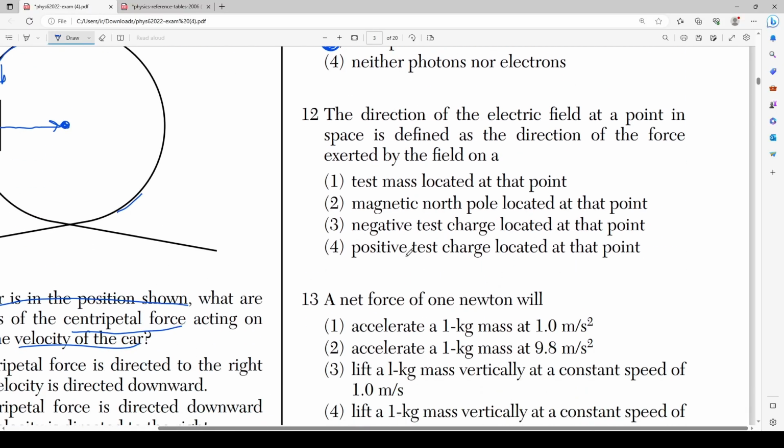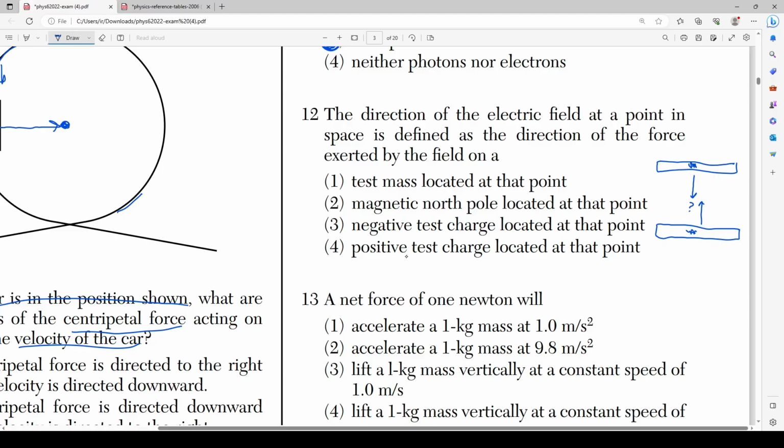Moving on to number 12: the direction of an electric field at a point in space is defined as the direction of the force exerted by the field on what? This is a lot of confusing and big words. All they're asking us is, if we have these two plates, and this plate is positively charged, this plate is negatively charged, and I want to know the direction of the electric field, right? Or let's say I didn't know that this is positive, let's say I didn't know that it's negative, and I want to know which direction this electric field is going in. Is it going up? Is it going down? What do I have to do, right?